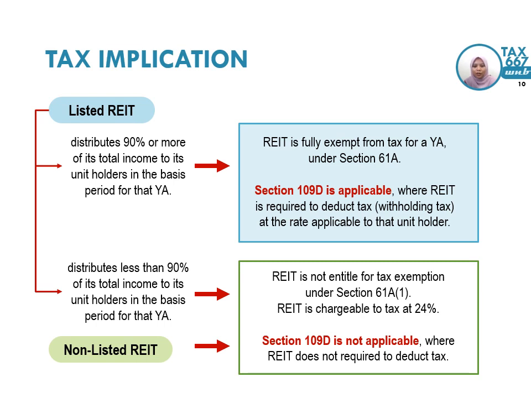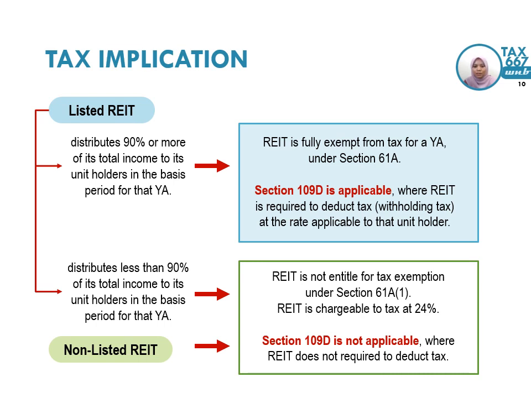Ada satu lagi situation, dia listed juga, listed REITs. Tapi bila kira balik, distribution made to unit holders in that particular YA is not enough or tak sampai pun 90%. Dah melepasi grace period of 2 months pun masih lagi tak cukup 90%. So, REITs tak dapat exemption. Bila dia tak dapat exemption under 61A, therefore tak perlulah dia untuk bertanggungjawab dengan section 109D. Dia tak perlu untuk tolak withholding tax. And the treatment is similar to non-listed REITs.